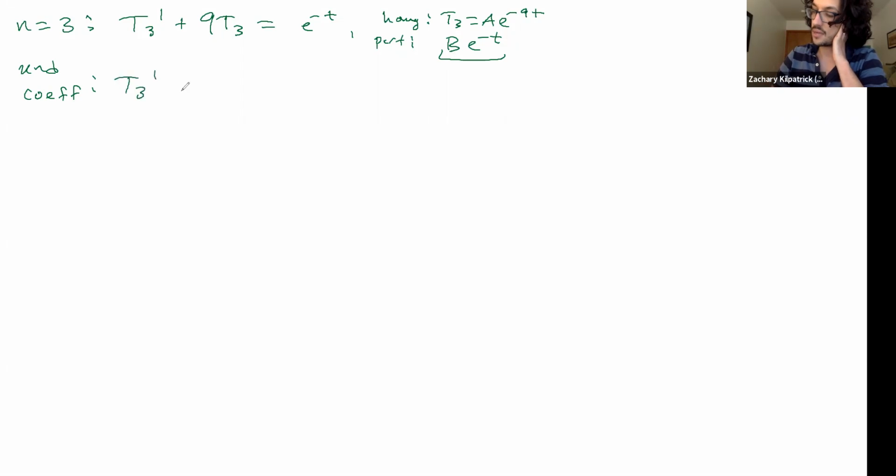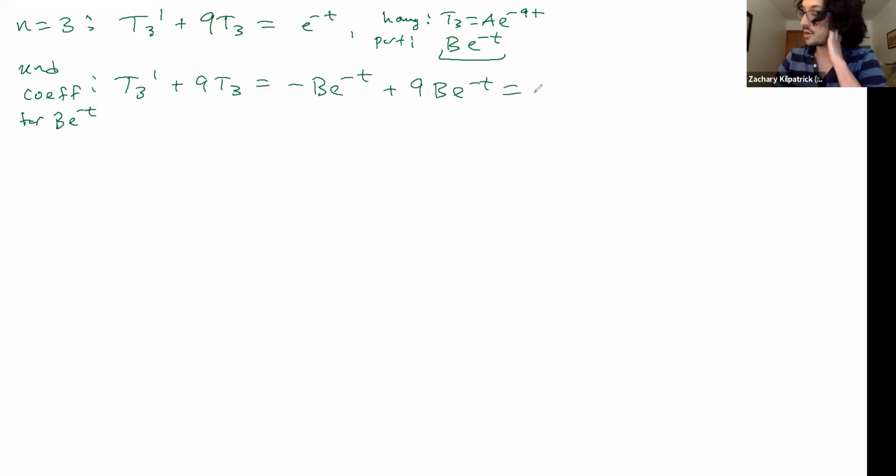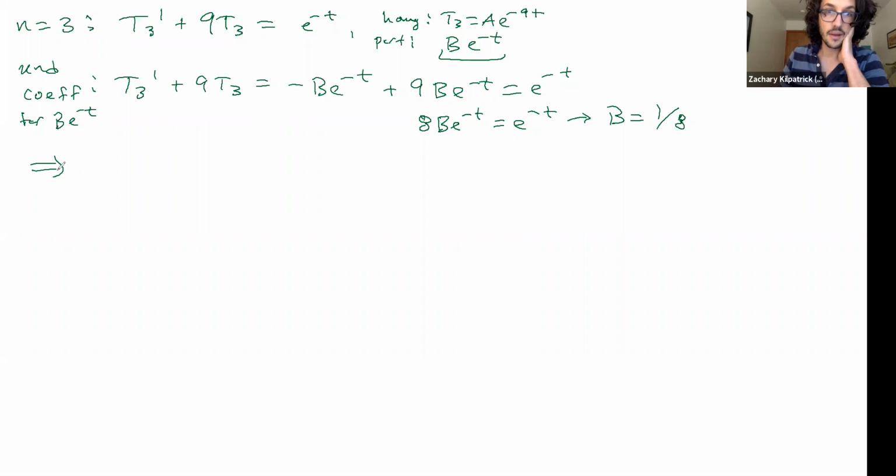Then we have that T3 prime plus 9T3 for the b equals e to the minus t is going to be equal to minus b e to the minus t plus 9b e to the minus t. And we know that this is supposed to equal e to the minus t, right? So we get 8b e to the minus t equals e to the minus t. So b is 1/8. Okay. All right. So at the end of the day, right?